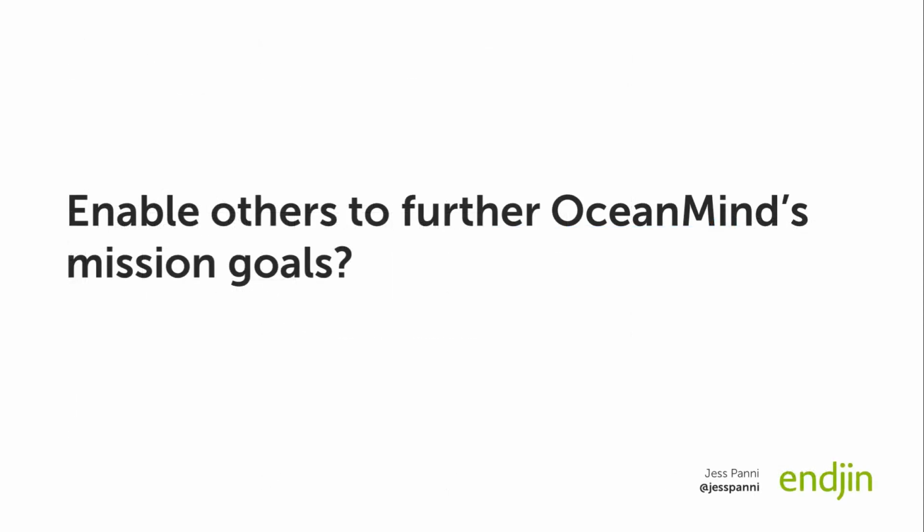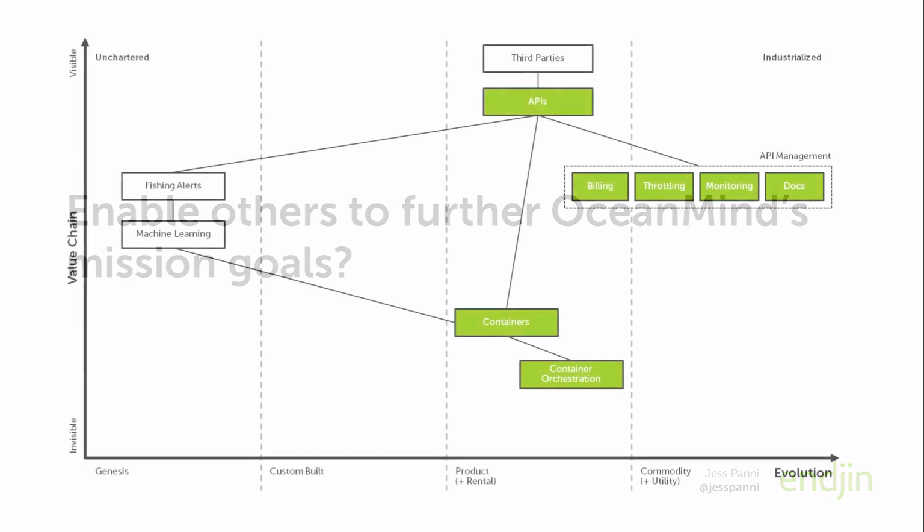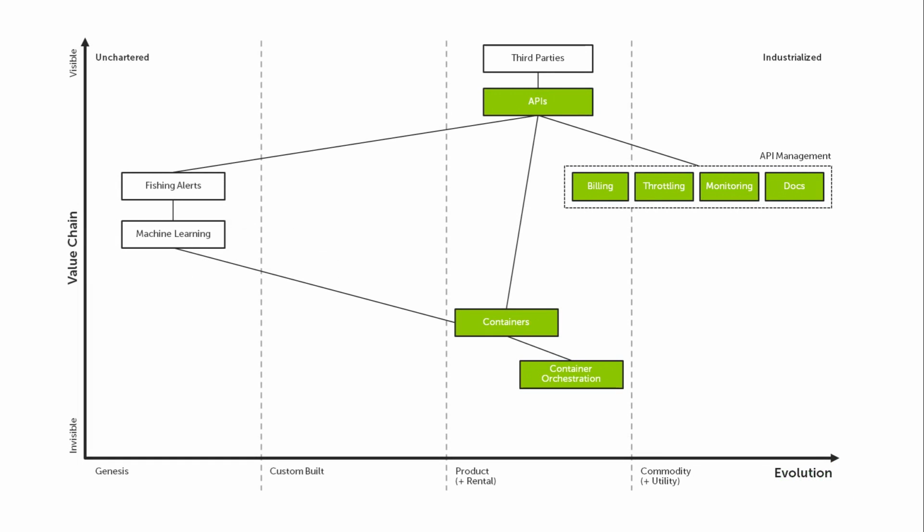Solving the problem of illegal fishing requires collaboration with customers and other third parties. Let's explore how this can be achieved. This map shows a new public API capability that OceanMind introduced as part of Microsoft's AI for Earth program. Providing APIs to third parties requires billing, throttling, monitoring, and API documentation capabilities. These are provided through Azure's API management service.